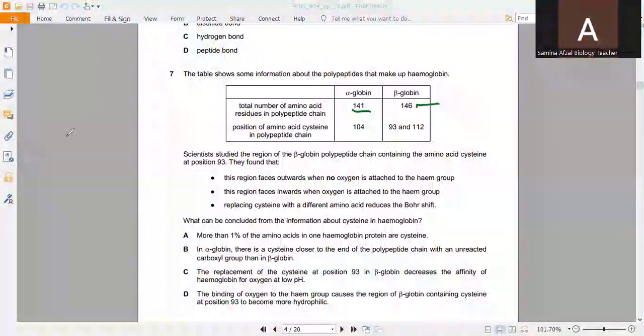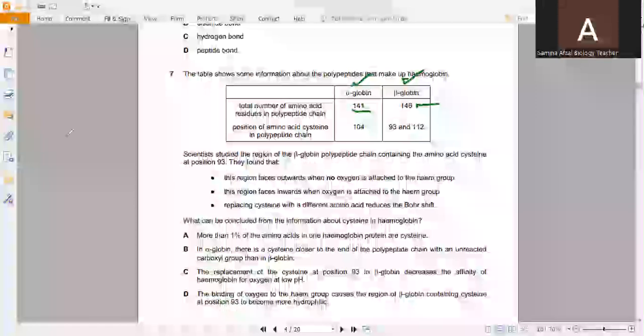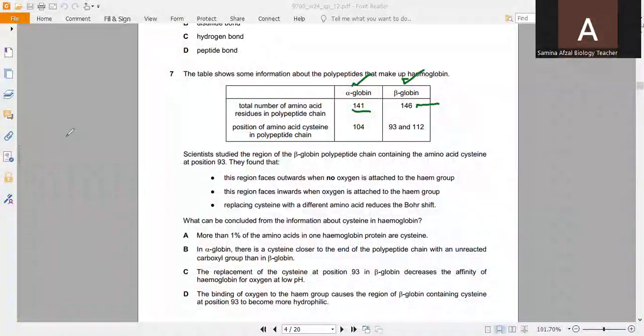So here you can see the alpha globin and the beta globin. Hemoglobin, what is hemoglobin? A protein in red blood cells. It consists of 4 chains: the 2 alpha globin chains and 2 beta globin chains.